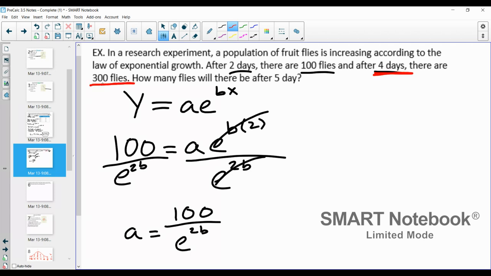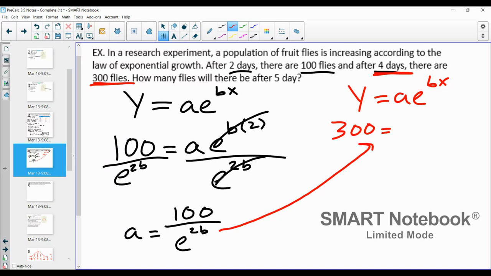4 days, 300 flies. Okay, we then have, again, we start with y equals a to the e to the bx. This time my y is going to be 300. My a, I can replace my a with this here because I found out what that was in the first part. And so this is then 100 over e to the 2b times, because I just replaced my a, e raised to the 4b. Any questions there? That's where things are getting a little trickier.